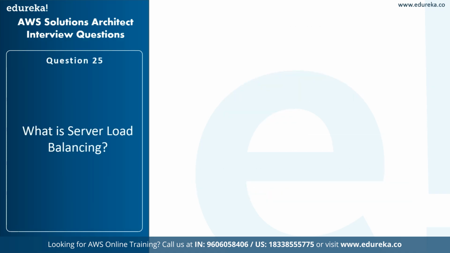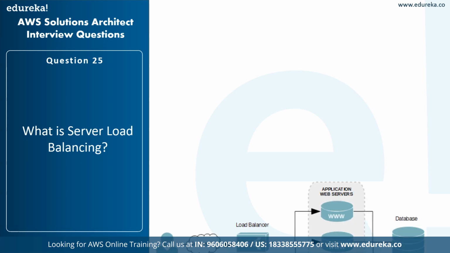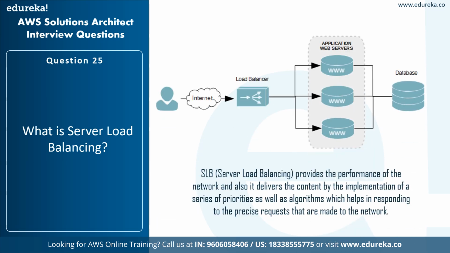Now next up, what is server load balancing? Once you're connected to the internet, you will have a load balancer which will be applied to all your application web servers and which will directly go to your database. Now this SLB, or server load balancing, provides the performance of the network, and also it delivers the content by the implementation of a series of priorities as well as algorithms, which helps in responding to the precise requests that are made to the network.